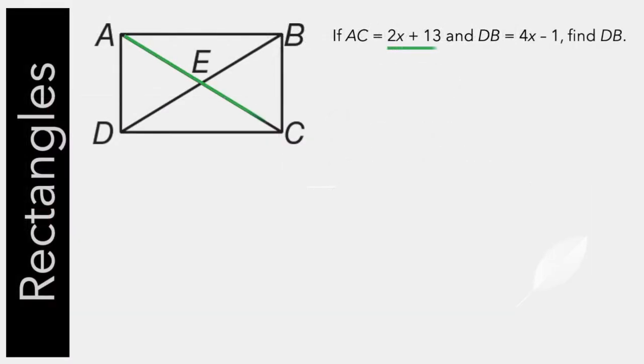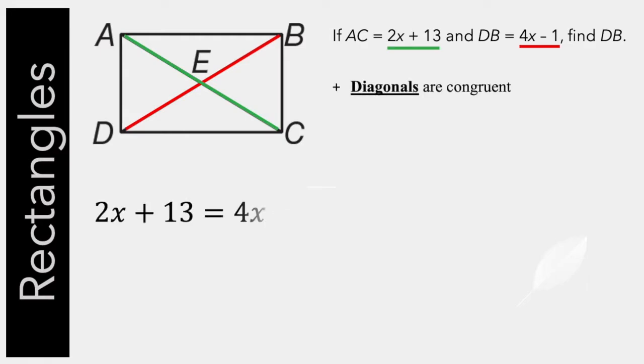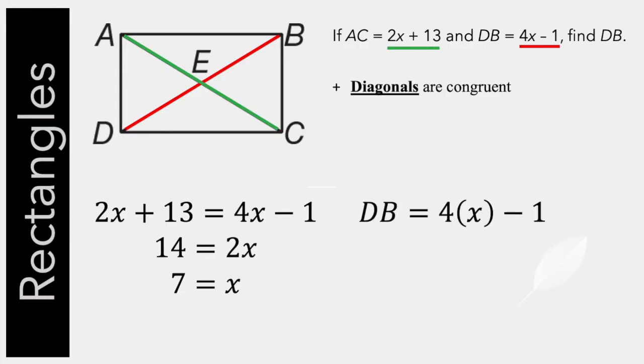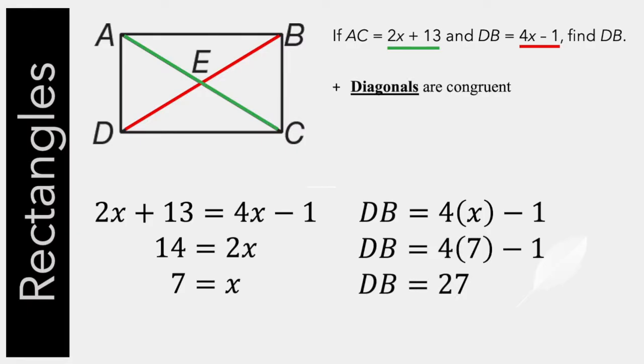If AC equals 2x plus 13 and DB equals 4x minus 1, we need to find DB. Now remember, the diagonals are congruent. So we can say that 2x plus 13 equals 4x minus 1, and we can solve for x. Now, x isn't what they asked for. They asked for the measure of DB. So we're going to take that x and plug it back into the equation for DB. 4 times 7 minus 1. And we know that DB is 27.